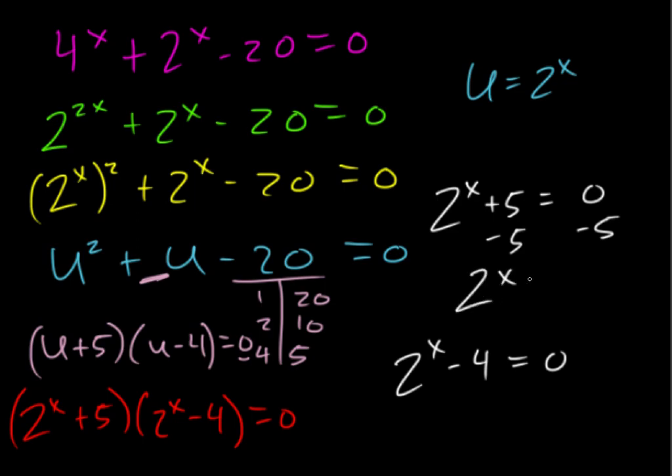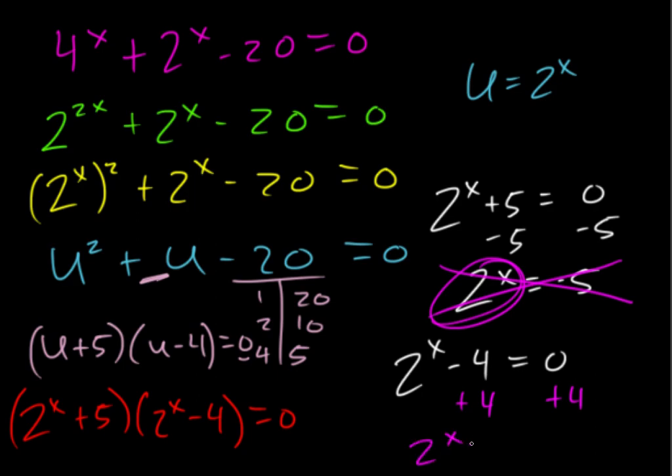Now, 2 to the x equals negative 5. And since this can't be negative, we're going to reject this answer. And we're going to add 4. 2 to the x equals 4. 4 can be written as 2 squared. Set the exponents equal to each other, and so x is equal to 2.